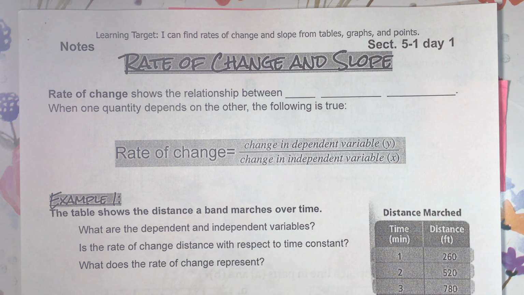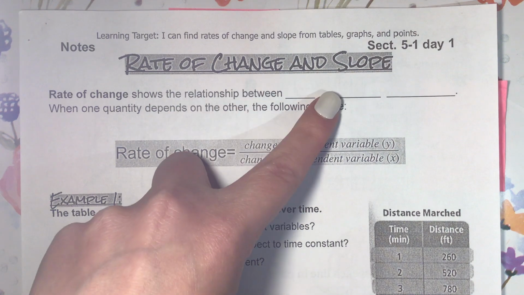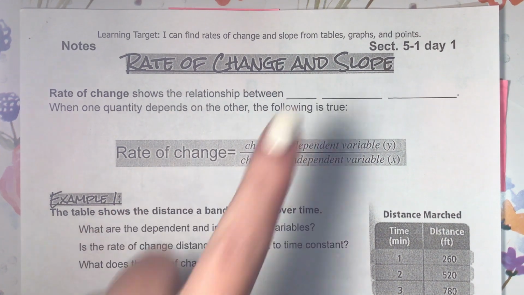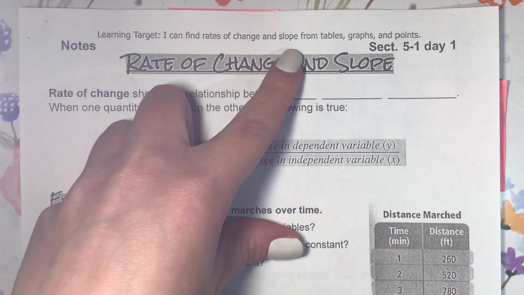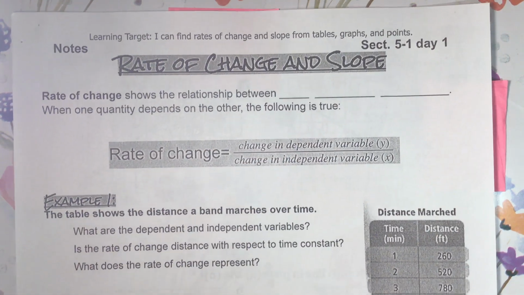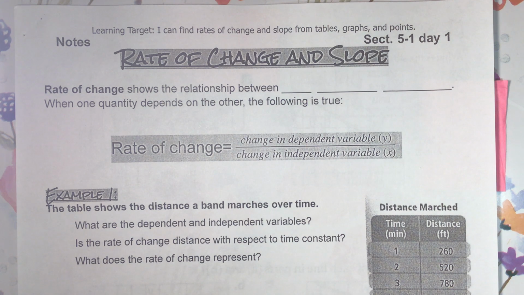Today we are beginning chapter 5, and chapter 5 is all about linear equations. And something that is a contributing factor in linear equations is something called rate of change and slope. So today what I'd like for you to be able to do by the end of class is to be able to find rates of change and slopes from tables, graphs, and points. So let's jump right in and figure out what rate of change is.